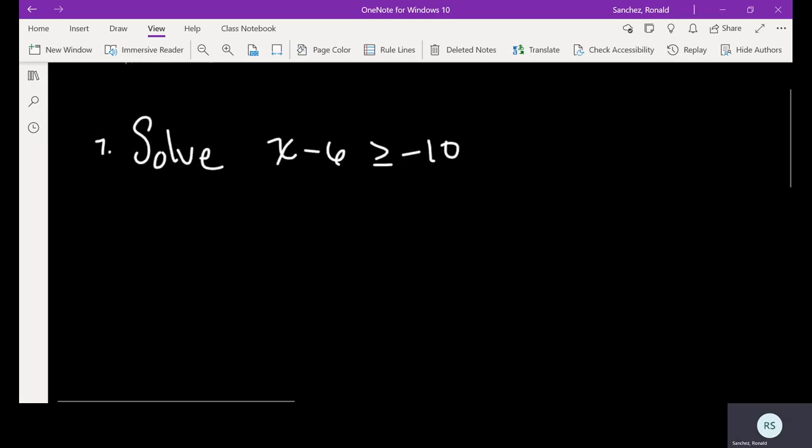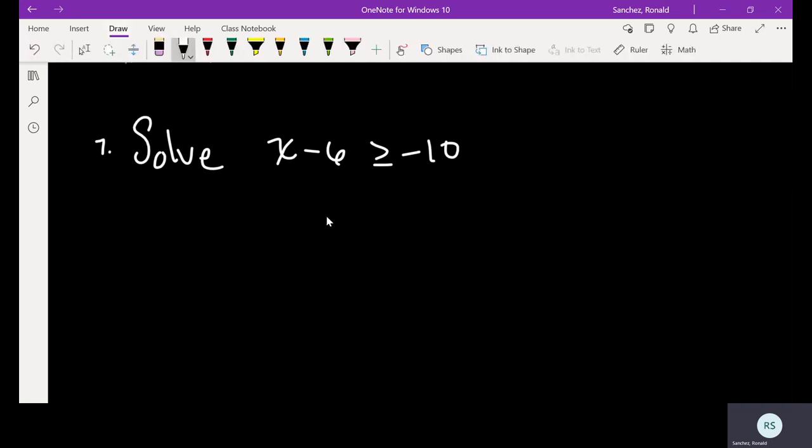Let's go over problem number 1. It says solve x minus 6 is greater than or equal to negative 10. Our goal here is to move this negative 6 to the other side so that x can be alone. Over here, I am subtracting 6. So I need to think, how can I move that 6 to the other side if I am subtracting it? Well, if you thought of adding 6 to both sides, you are correct. Adding 6 is the opposite of subtracting 6. That is the inverse operation of subtracting 6.